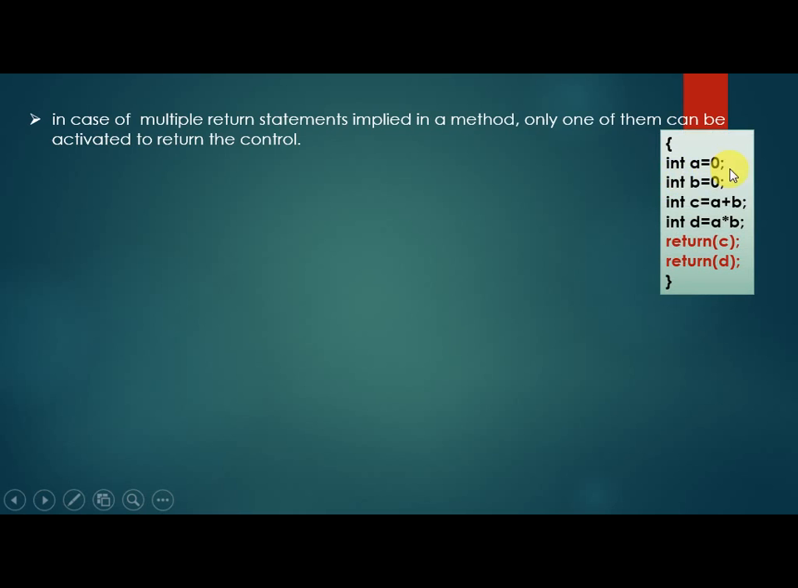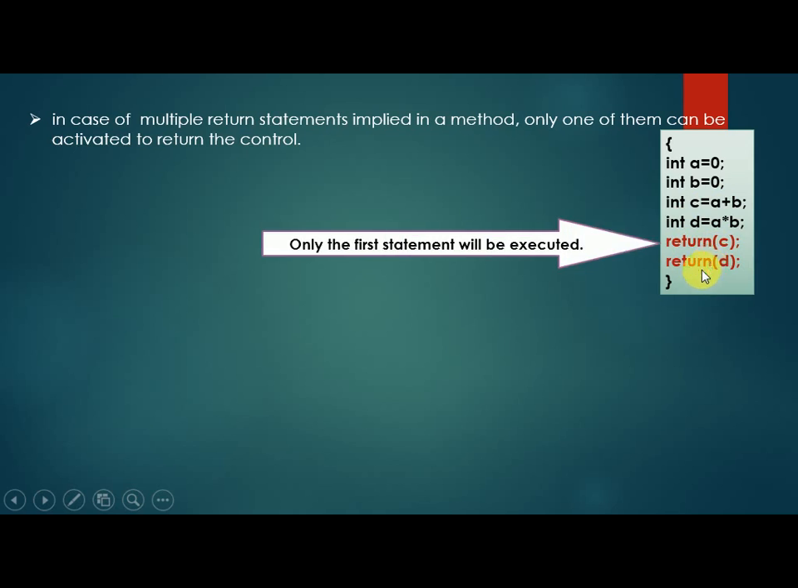See, int a equals 0, b equals 0, c equals a plus b, d equals a into b, return c, return d. So only c will be the output, d will not be executed. So only the first statement will be executed.